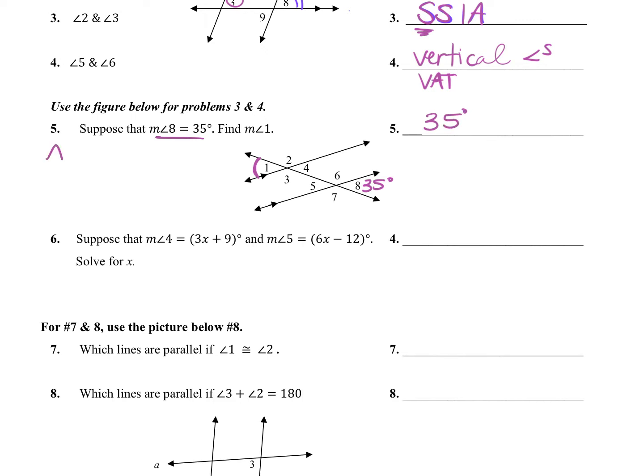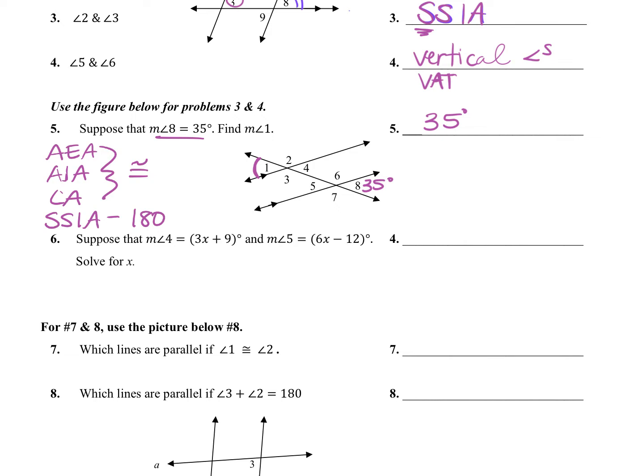So keep this in mind. Alternate exterior, alternate interior, and corresponding. All of these are congruent, right? Same side interior angles are supplementary. They're going to add up to 180. So just keep track which is which, whatever ones you have. Set them equal or set them equal to 180.